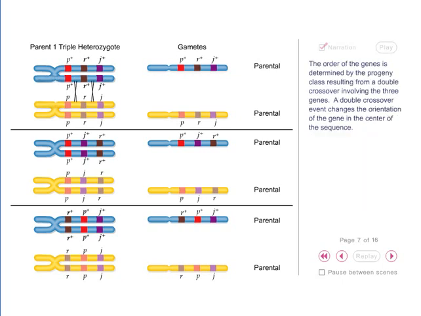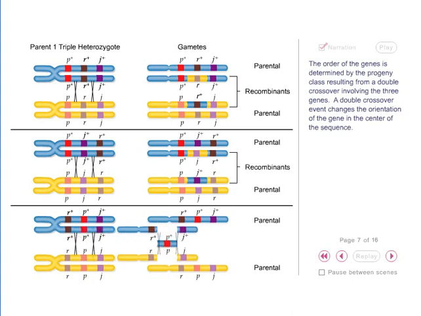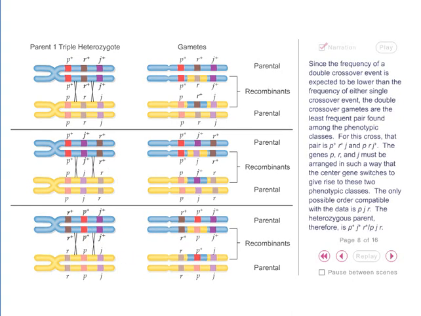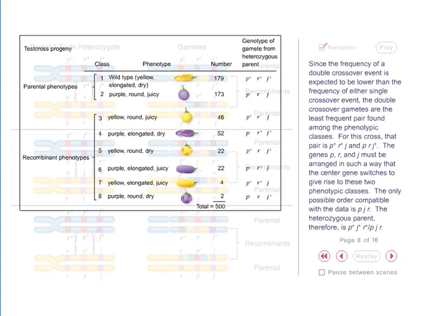The order of the genes is determined by the progeny class resulting from a double crossover involving the 3 genes. A double crossover event changes the orientation of the gene in the center of the sequence. Since the frequency of a double crossover event is expected to be lower than the frequency of either single crossover event, the double crossover gametes are the least frequent pair found among the phenotypic classes. For this cross, that pair is P+ R+ J and P R J+.